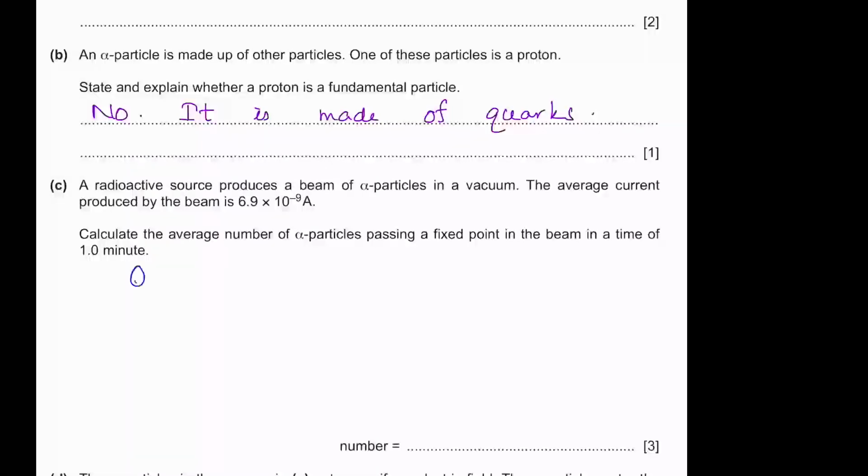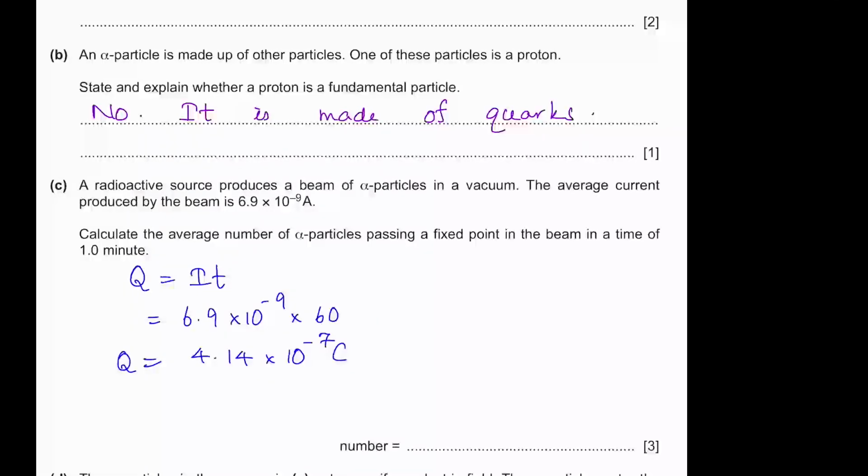So guys, Q equals I t. I can find the charge passing in 1 minute. 6.9 × 10^-9 times the time, which is 1 minute, that is 60 seconds. So the amount of charge passing in 1 minute will be 4.14 × 10^-7 coulombs. So this much charge will be passing through a point in 1 minute.